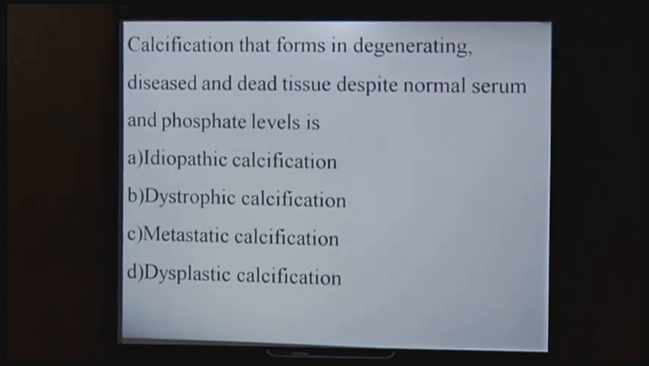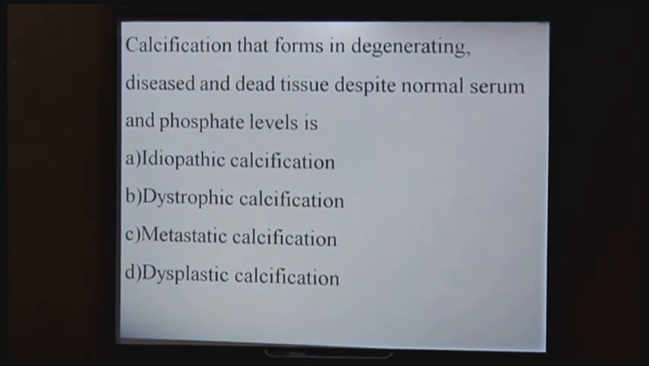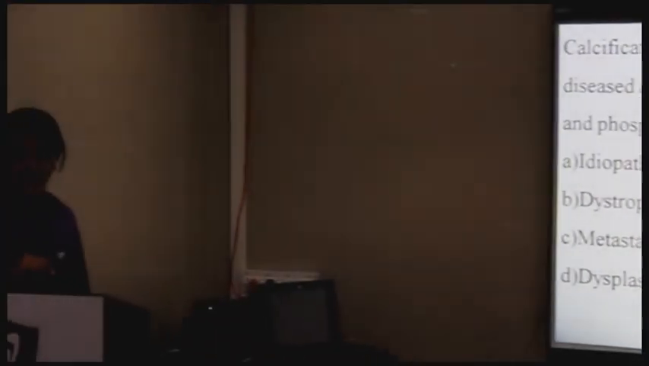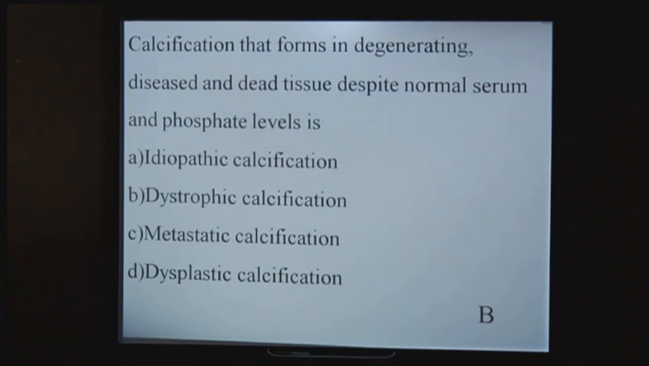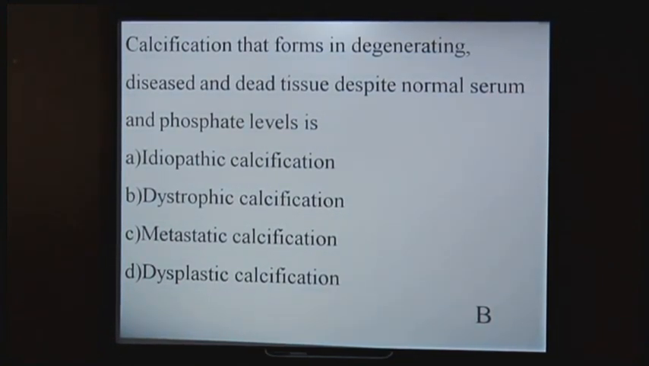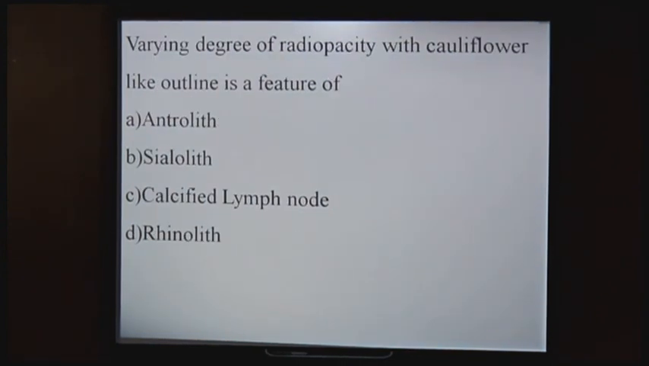Calcification that forms in degenerating, diseased and dead tissue despite the normal serum calcium and phosphate levels. Dystrophic? Okay. Don't keep changing. Normal serum calcium. Idiopathic occurs without any reason. Dystrophic is around the dead and degenerating tissues. Metastatic, you will have increased serum calcium levels. There is no such thing called dysplastic calcification. I didn't have an option to write.